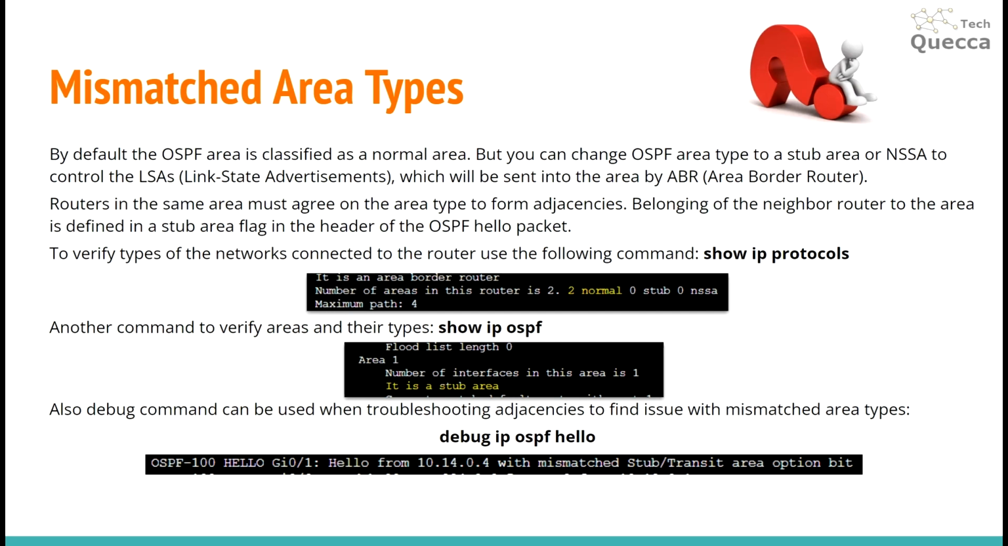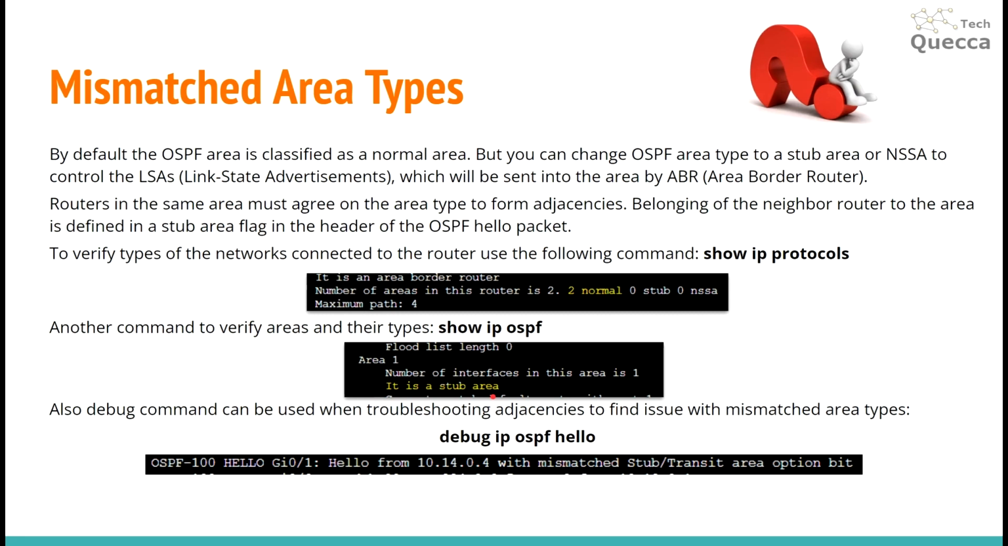The area type of the neighbor router is identified in a stub flag in the header of the OSPF hello packet. To verify types of the networks connected to the router, use the following commands: show ip protocols. In this example, you can see in the output that we have two areas on this router, and those areas are normal. This is not that informative, and to find out which area is which type, you can use the command show ip ospf, and then in the output you will see that, for example, area 1 is a stub area.